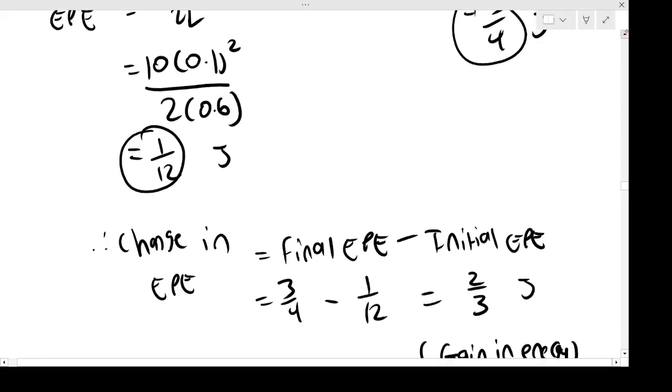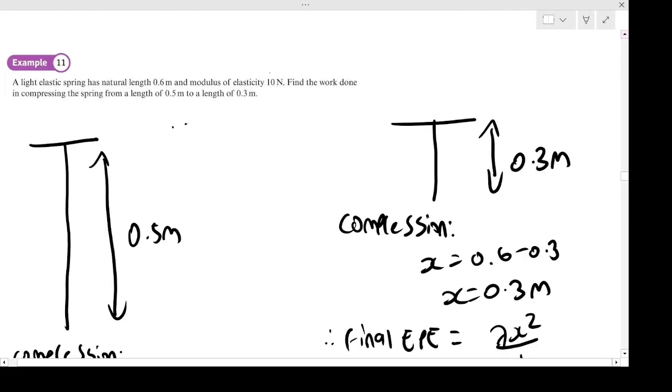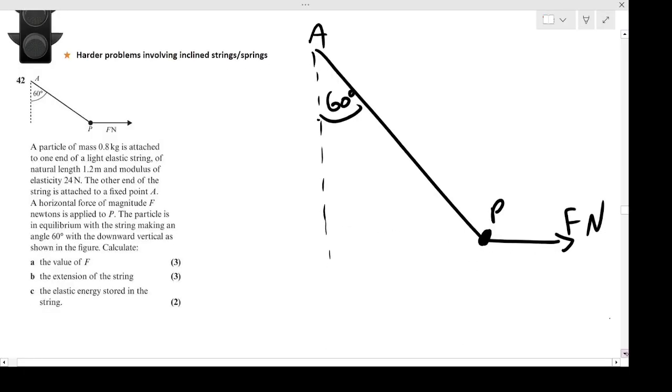Okay, and that makes sense because between these 2 strings, right, the spring is being compressed even further, right? It's being compressed from 0.5 to 0.3, so a greater compression means there's more energy stored. Okay, there's more energy existing here. So it makes sense to be a gain in the elastic energy in the spring. Okay, hopefully that made sense.